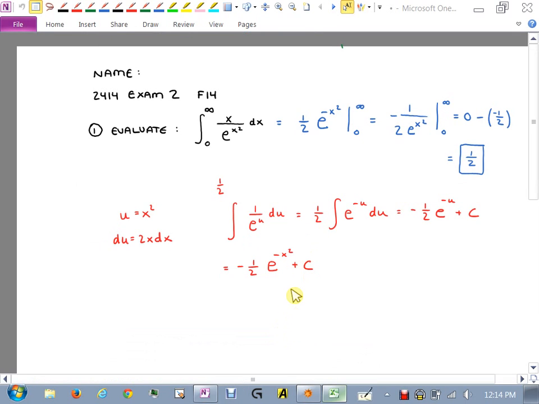Okay, so back to what I was saying. You have an e to the negative u. The antiderivative of e to the negative u, you get that. This is your final antiderivative. But then you have to plug in infinity and 0.